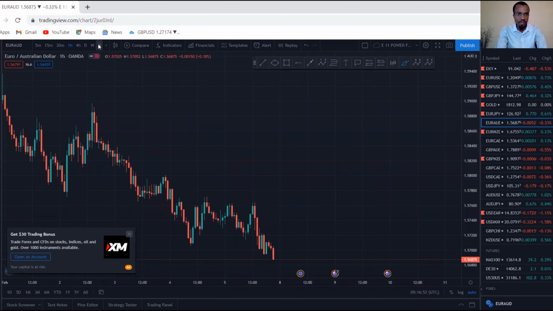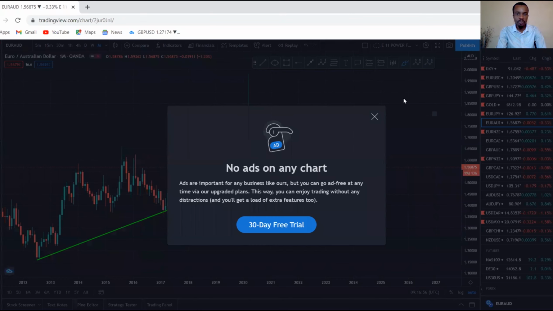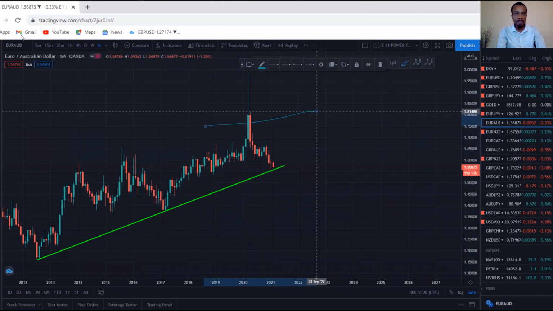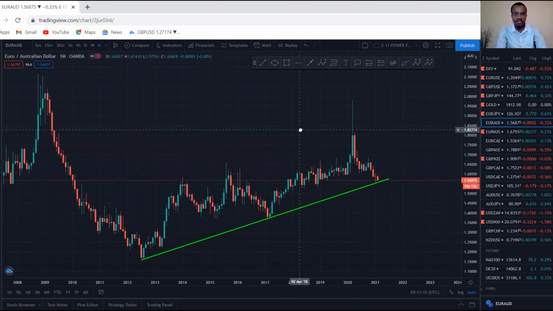Let's take a look at a monthly time frame. From the monthly time frame, our Euro AUD is still above this trend line here. But take a look, there was a strong bearish move here. This was just a deep correction or deep retracement.